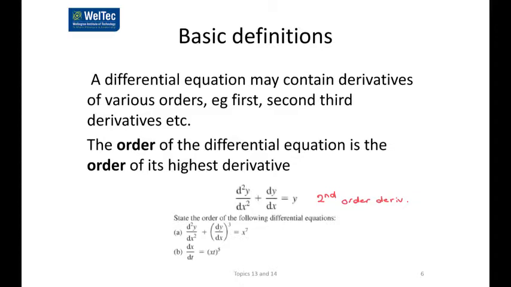The one labelled A has a cubic power. We're not talking about the power. We're looking at which particular derivative is the highest. The highest derivative there is the second derivative. So again, it's a second order equation. And the third one only has the first derivative, so it's of order 1.